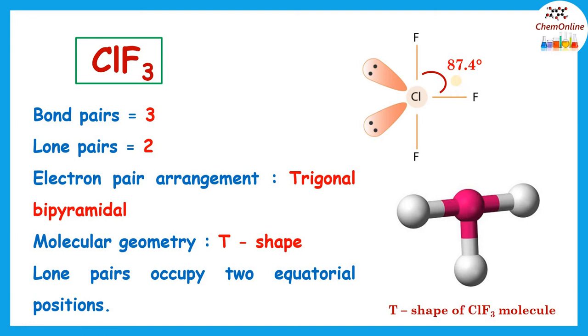And this decrease is obviously due to the repulsions between the lone pairs, which are stronger than the bond pair repulsions. So the geometry of ClF3, we expect it to be trigonal bipyramidal, but due to the presence of 2 lone pairs on the chlorine atom, the geometry changes to T shape. Here the lone pairs occupy the 2 equatorial positions, and the angle between each axial bond and the equatorial bond is 87.4 degree.